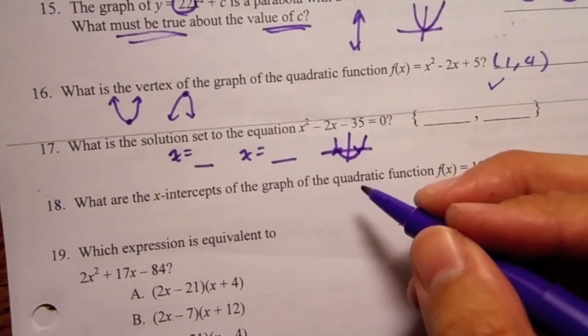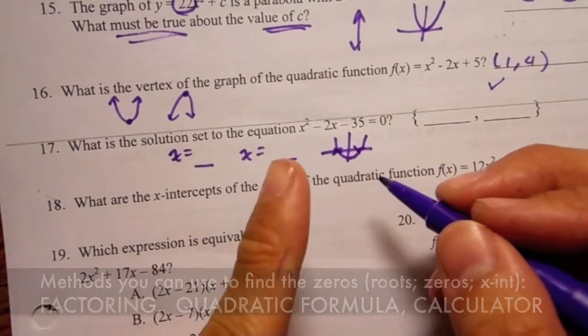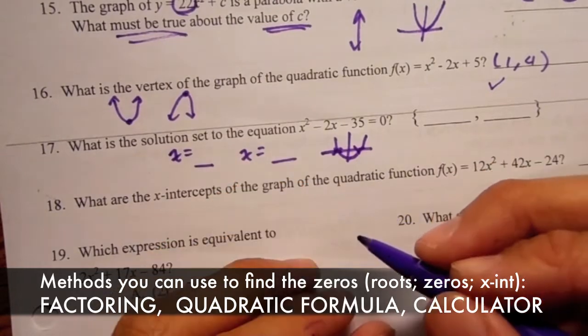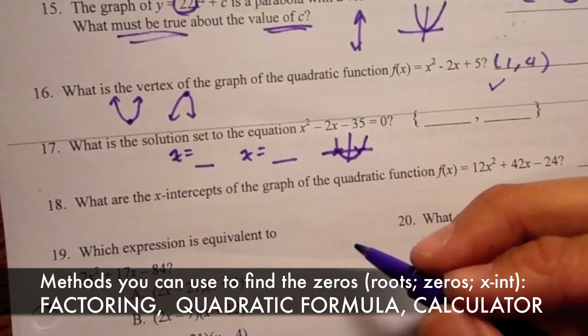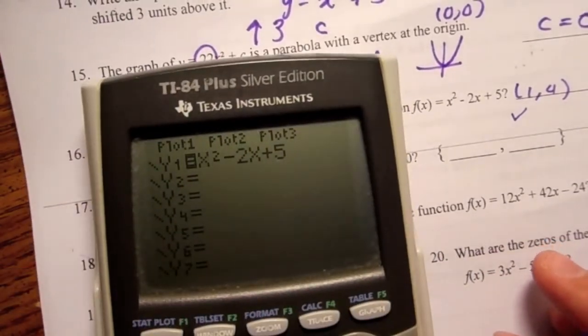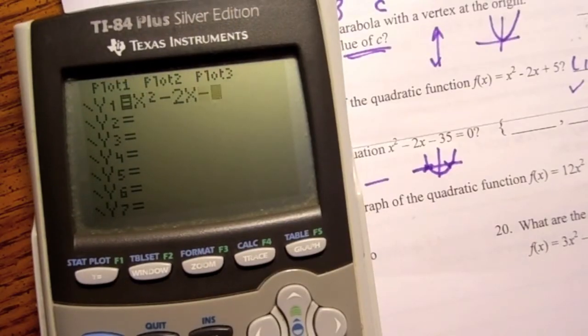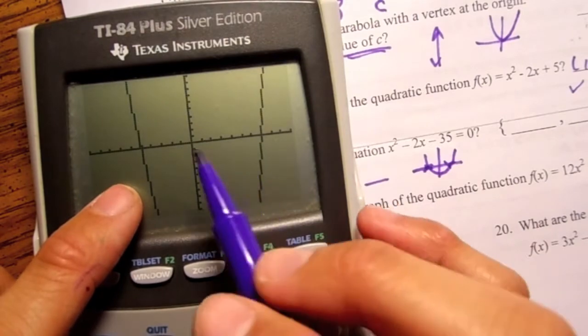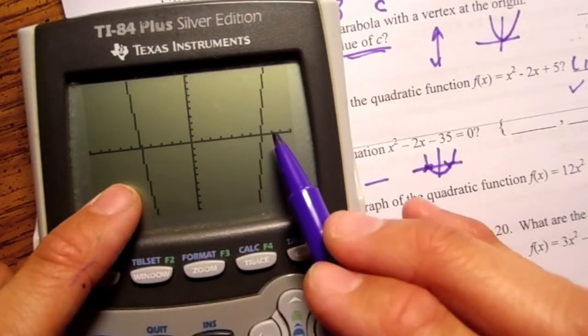So there are multiple ways that we can go about finding this. You could factor, you can use the quadratic formula, and you can even use your calculator, which is probably the best bet or the easiest method. So let's just go ahead and use our calculator. So it's x squared minus 2x minus 35. You can see that my parabola crosses the x-axis in 2 different spots.